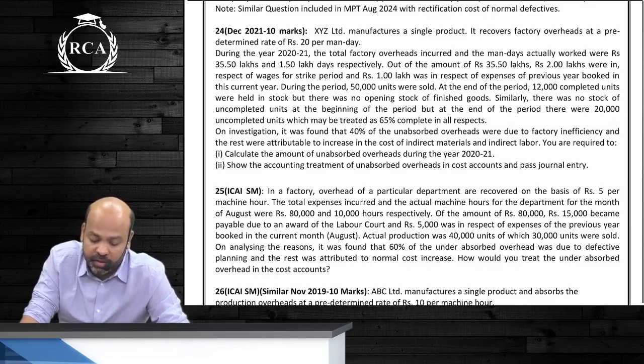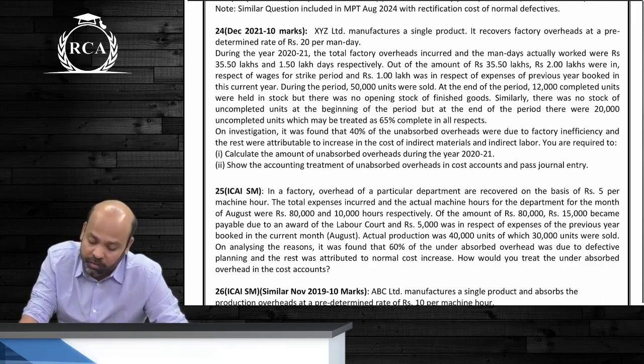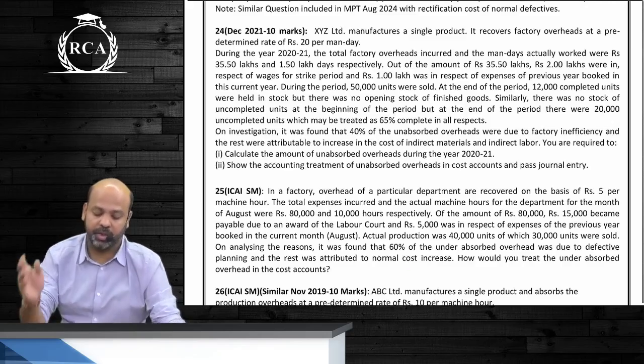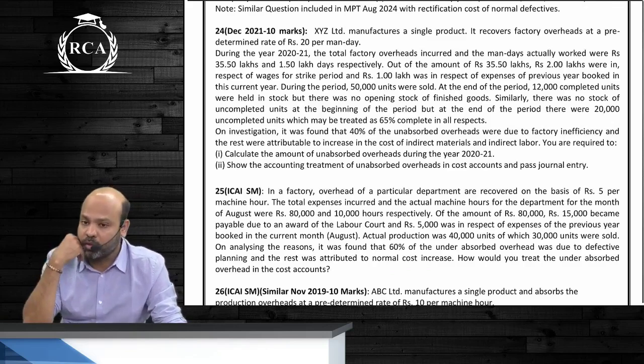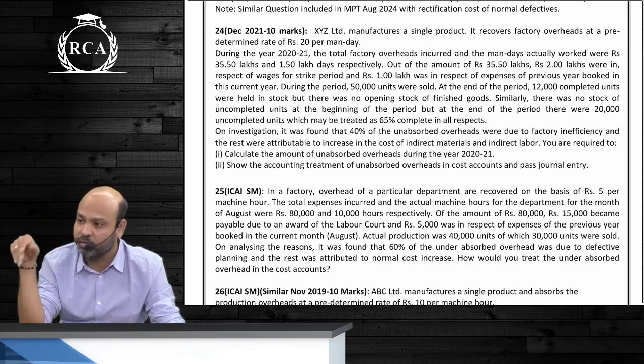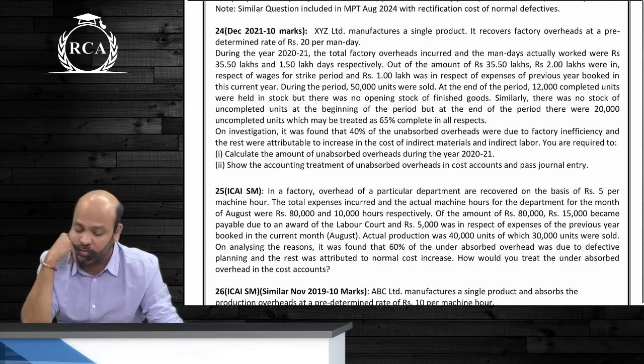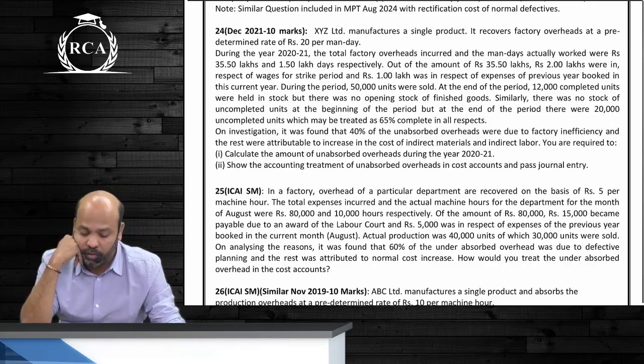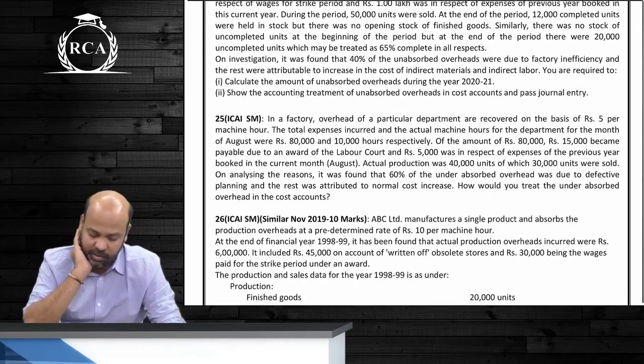So they've given us, guys, how much are the actual overheads incurred and how many were the number of working days. Out of the amount 35.5 lakhs, 2 lakh were in respect of wages for strike period. This 2 lakh rupees, guys, in respect of strike period will anyways get transferred to P&L account. It will not be included in our overhead under recovery or over recovery. 1 lakh was in respect of expenses of previous year. They will give you such a thing in the question, beta.